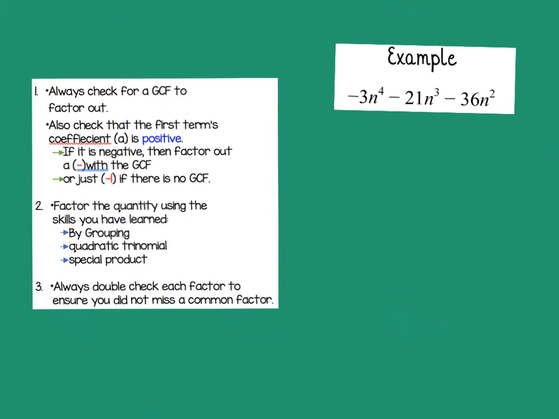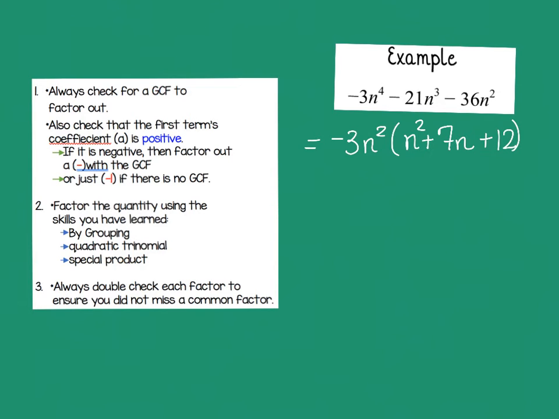All right, third example. What will we factor out in the first step? And the answer is we would factor out a -3n squared. So when I factor that out, it would be times the quantity, n squared plus 7n plus 12.